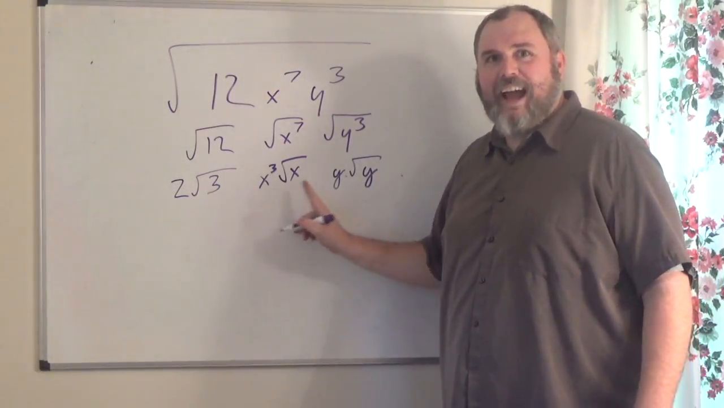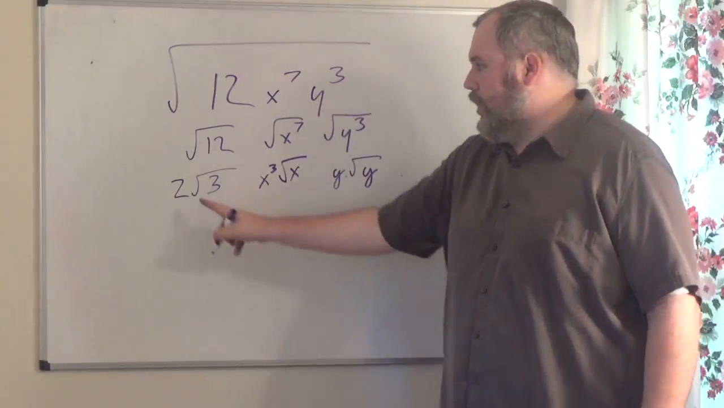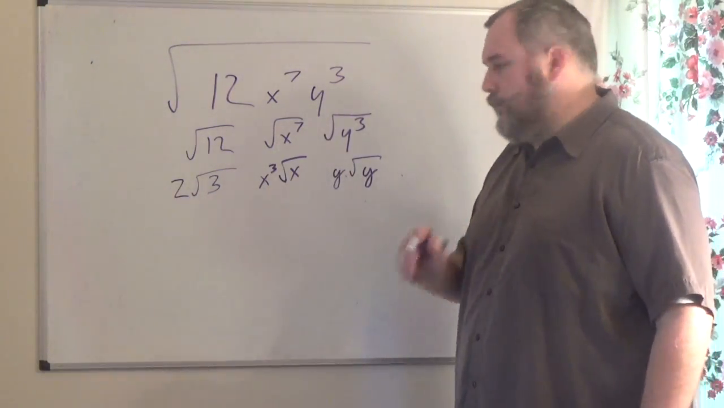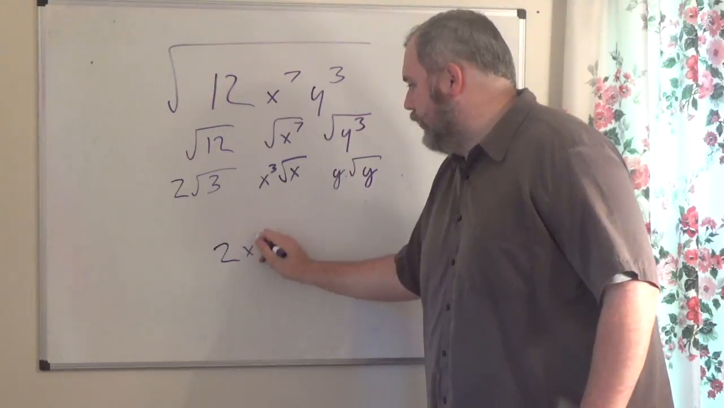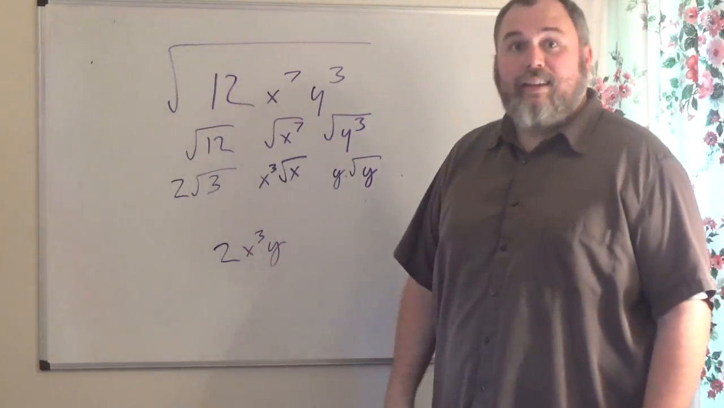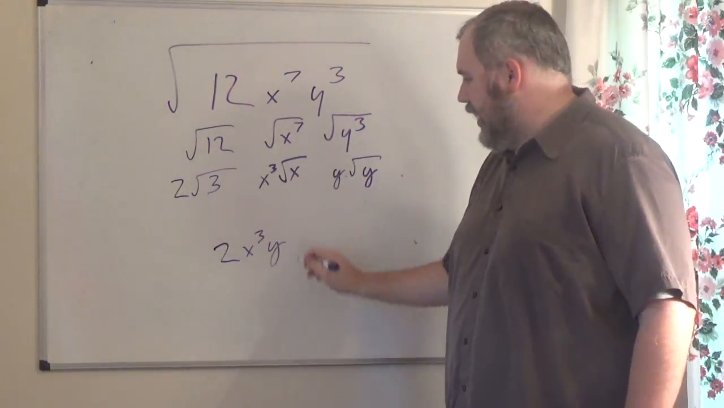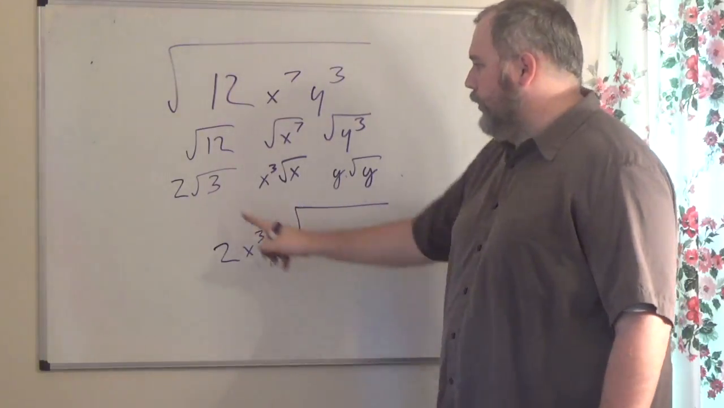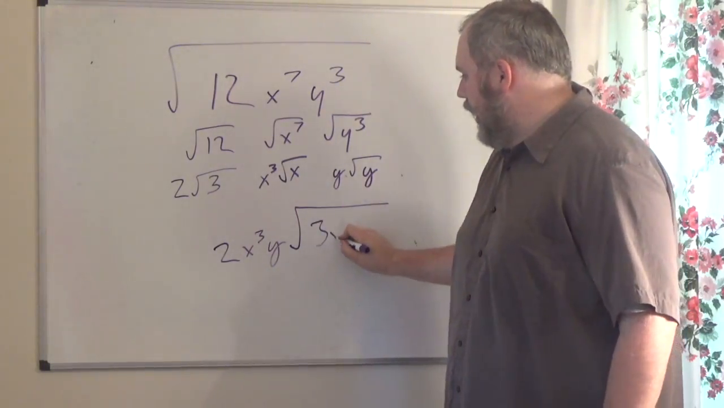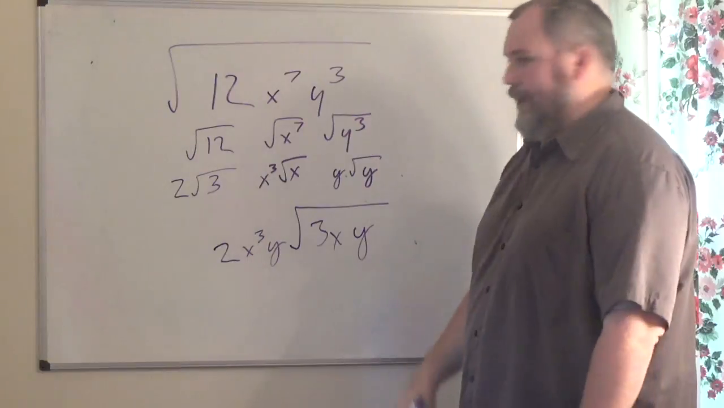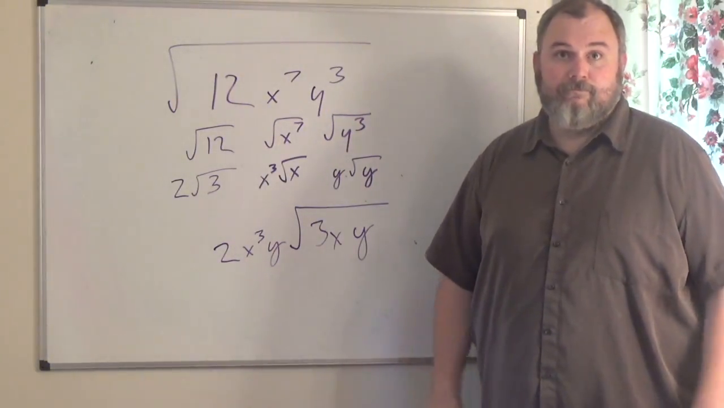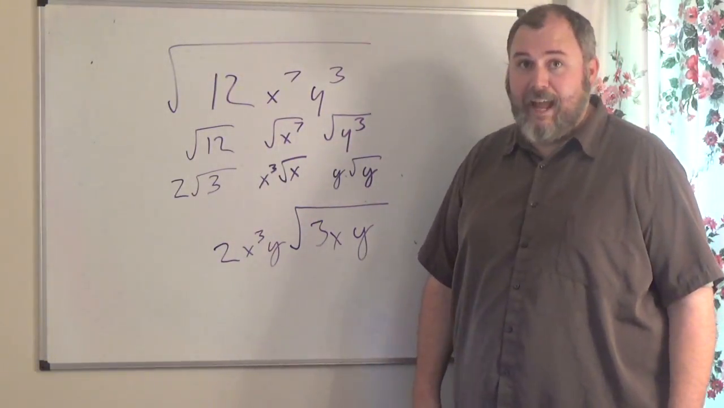Everything that's outside of the radicals can get multiplied. 2 times x to the 3rd times y gives you 2x to the 3rd y. Now we're going to smash all the radicals together. And I'm going to say square root of 3xy. Okay?